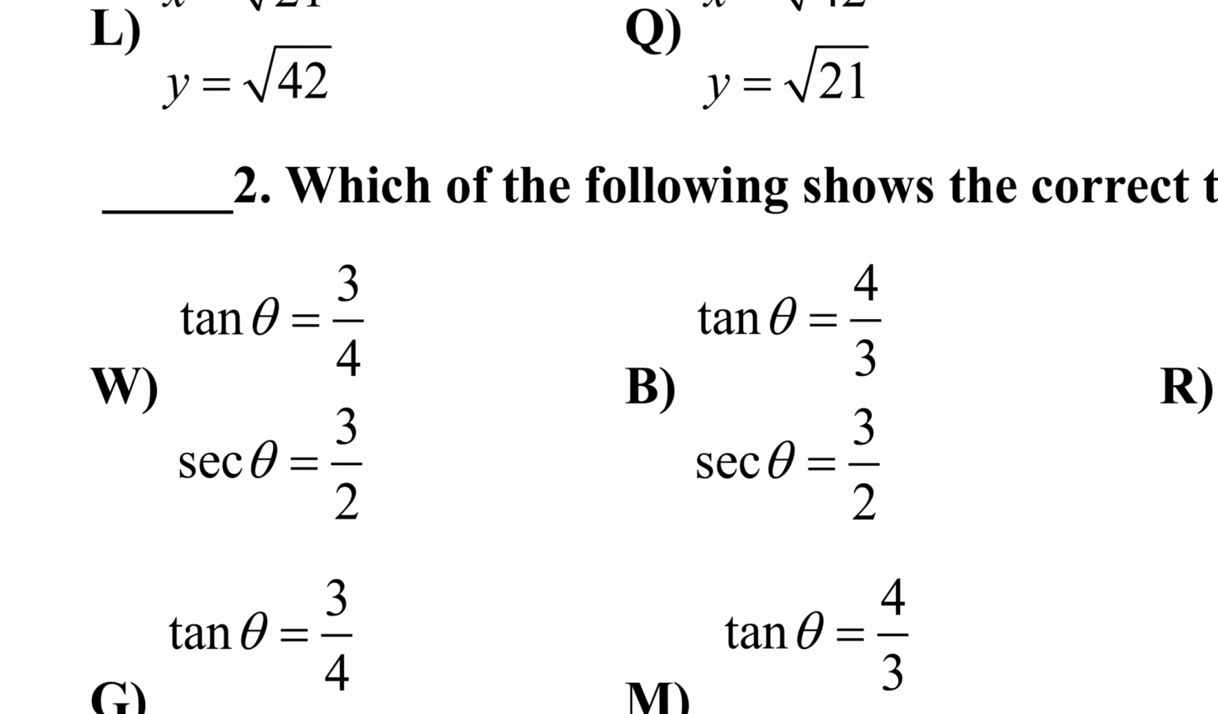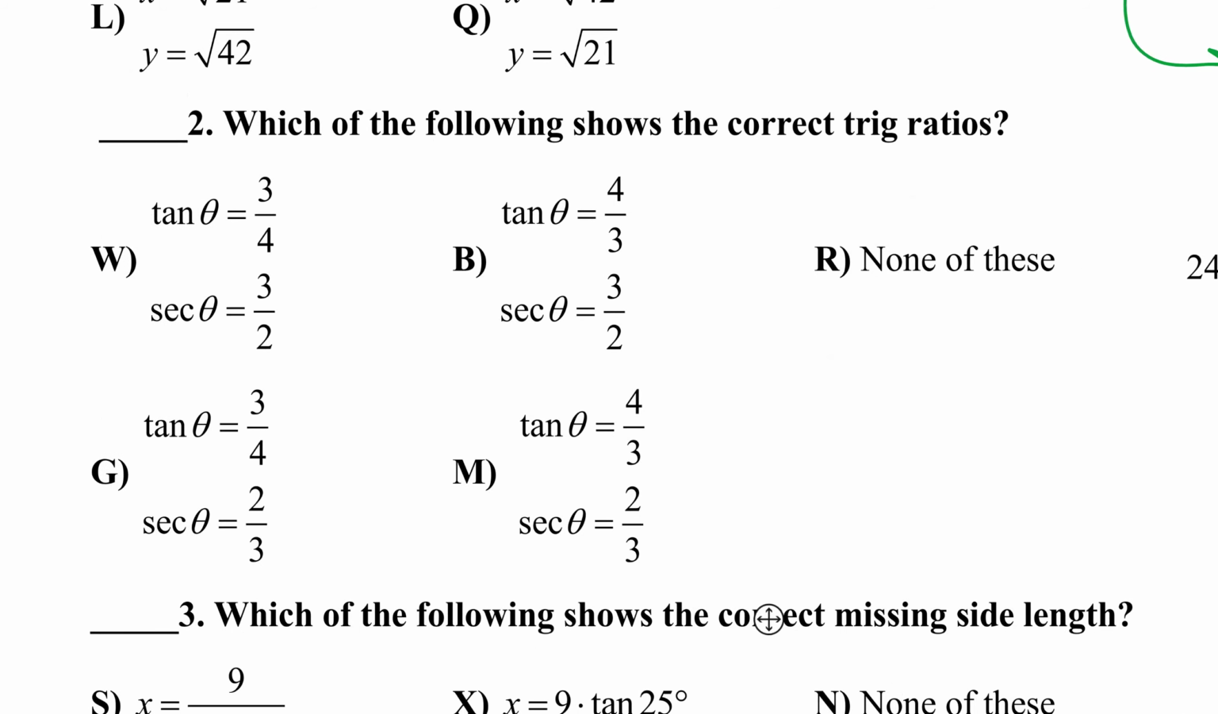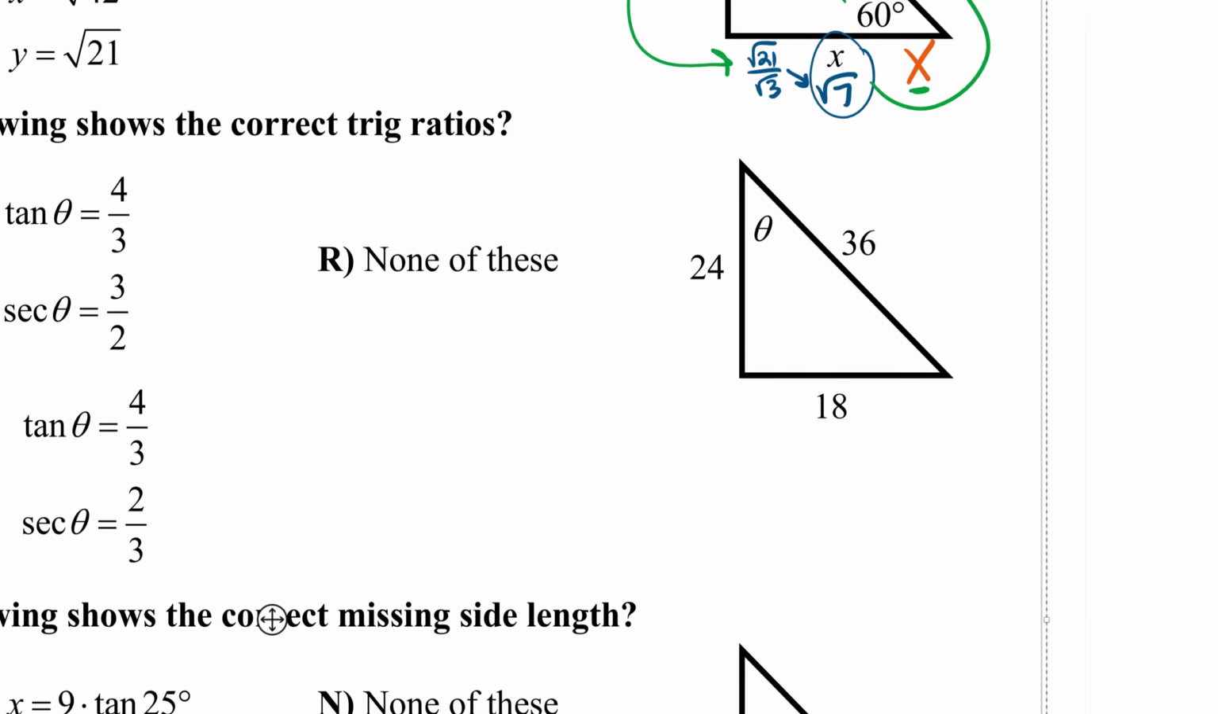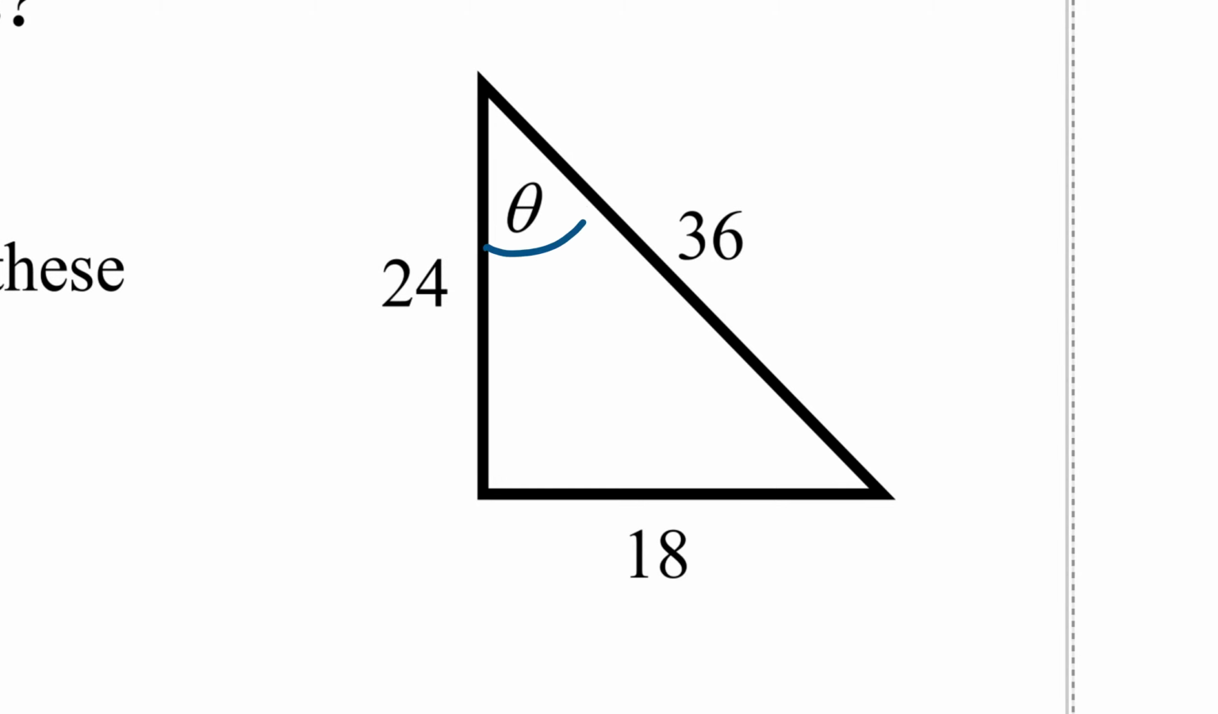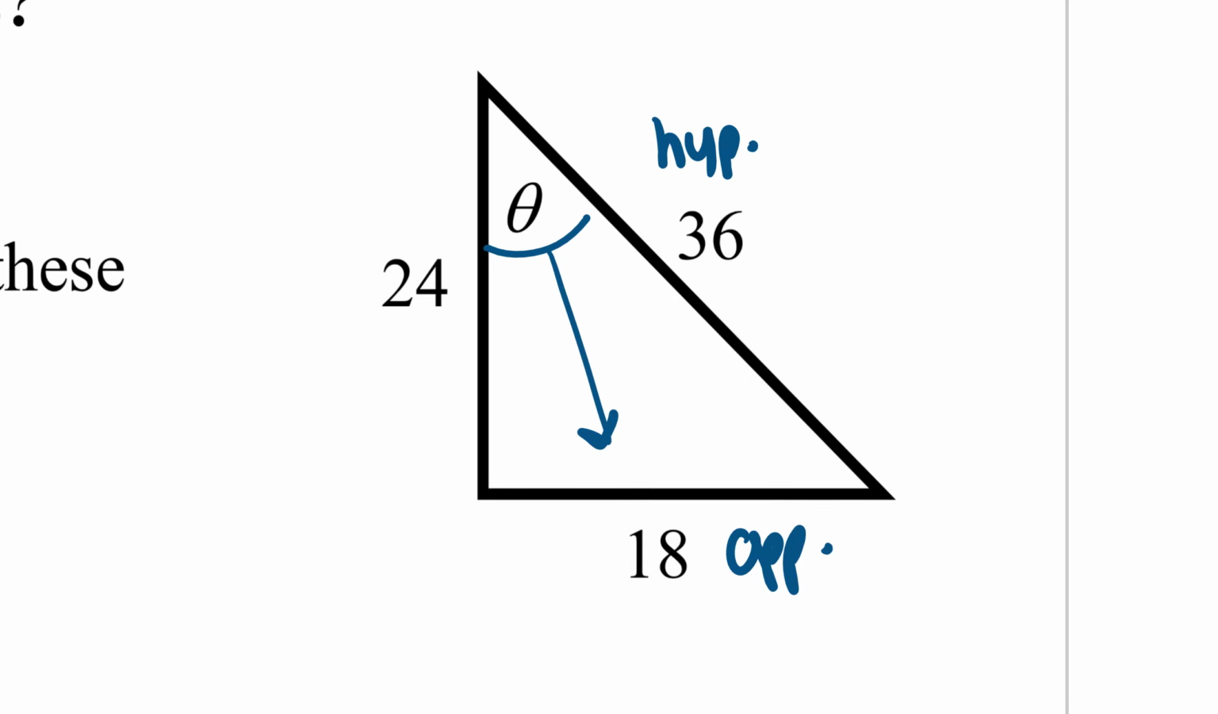Alright, number 2, which of the following shows the correct trig ratios? So we have only tangent and secant, so you only have to worry about two things. You just got to make sure the ratios are correct. Of course, only one of them should be. Now, looking at this triangle right here, of course, I'm starting at this angle because that's the only angle we have. So across is opposite. This one is hypotenuse. And then we have adjacent.